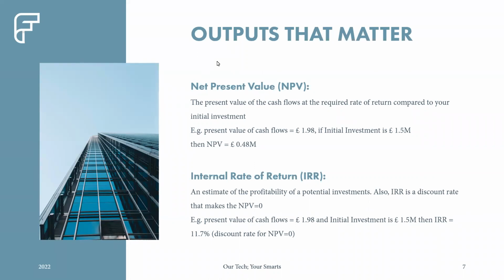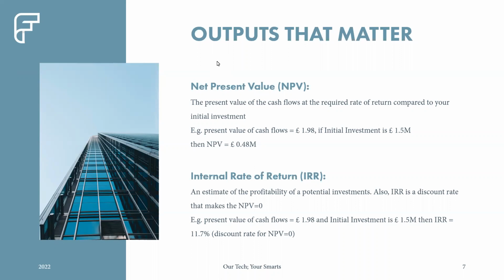Again, there's complications around this. There would be purchase costs associated with the £1.5 million. But in this very simplistic example, that net present value represents the present value difference between the initial investment and the present value of the cash flows we'd expect to derive. The internal rate of return is similar. It's a similar concept, except it works in a slightly different way.